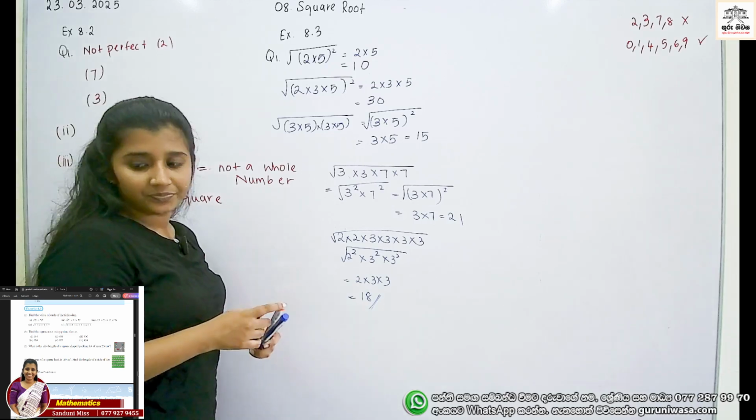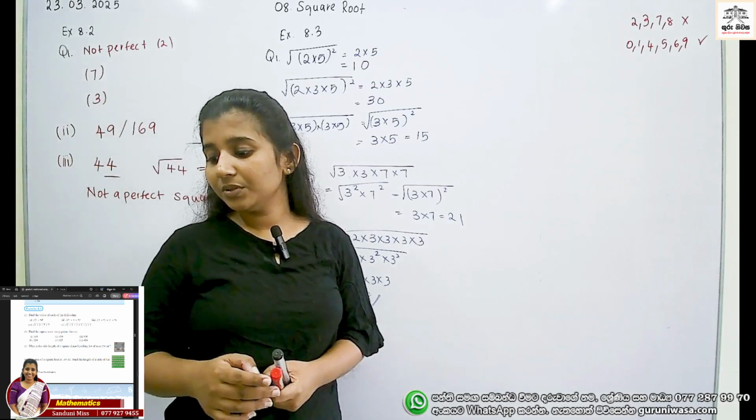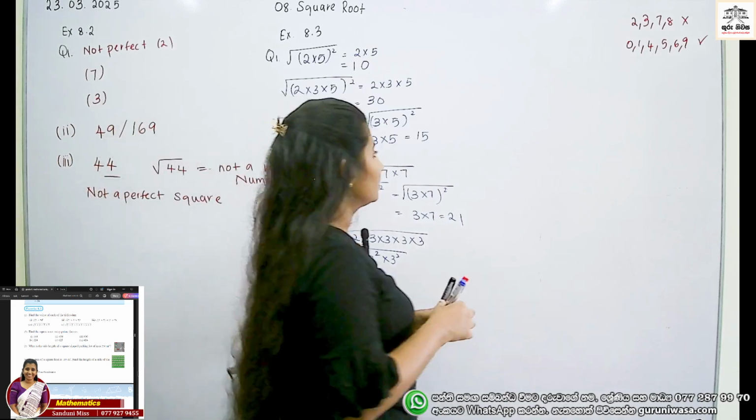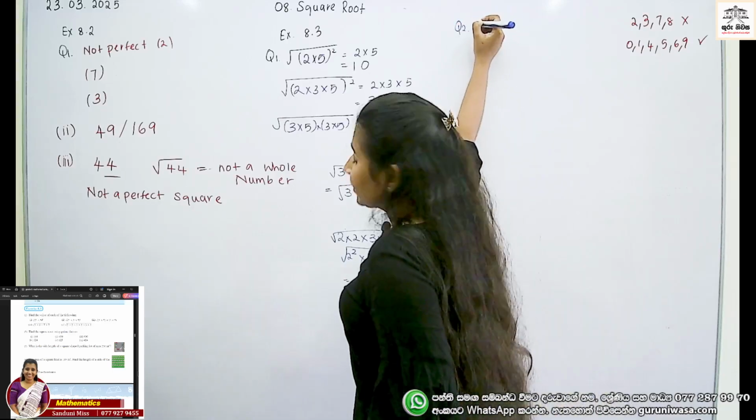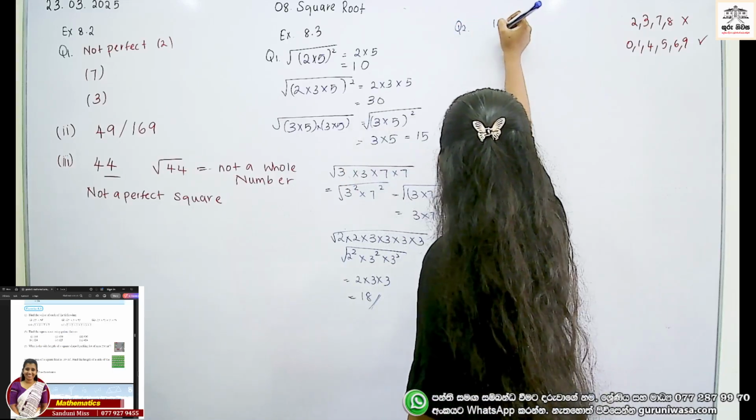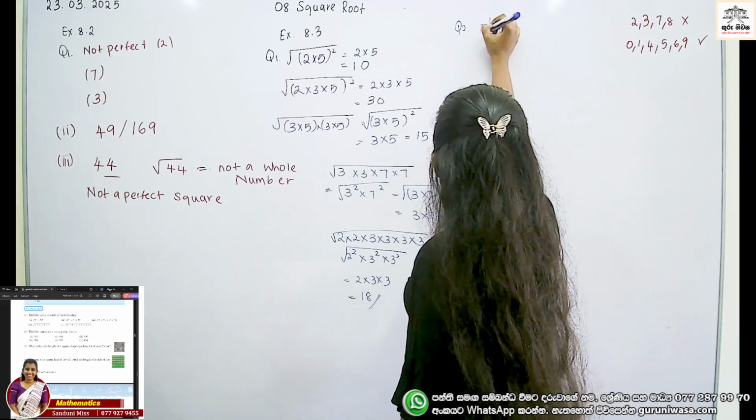Times 5, 13. Very simple. Find the square root using prime factors. So you need to find using prime factors. Question number 2, 144. So how do you find? Divided by the prime factors.